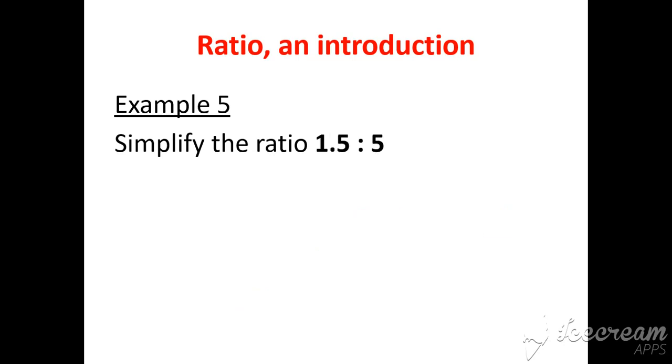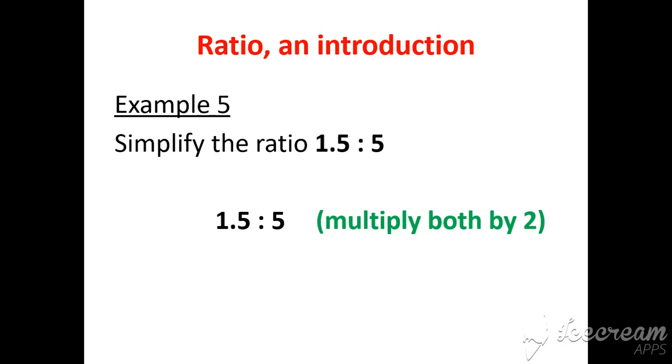Our final example, simplify the ratio 1.5 to 5. Just be aware when we use ratios, for now it's not allowed to have decimals, so we don't want the 1.5. So a cool strategy would be to double, times it by 2. 1.5 doubled gives us 3, and 5 doubled gives us 10. So this simplifies to the ratio of 3 to 10.